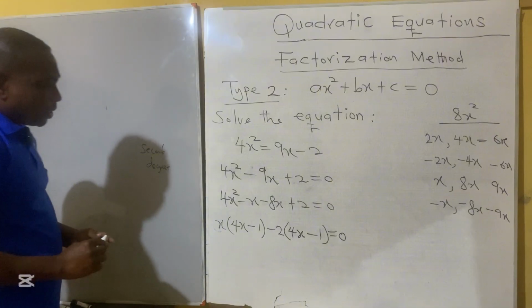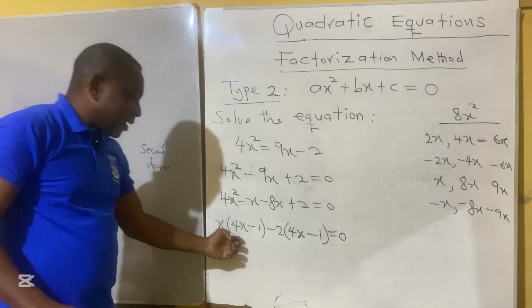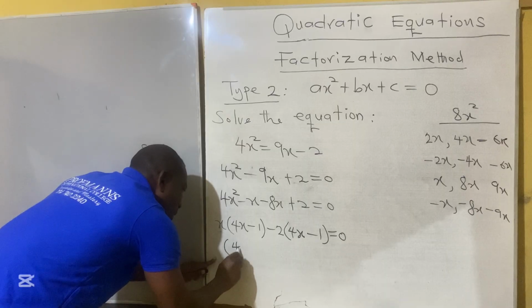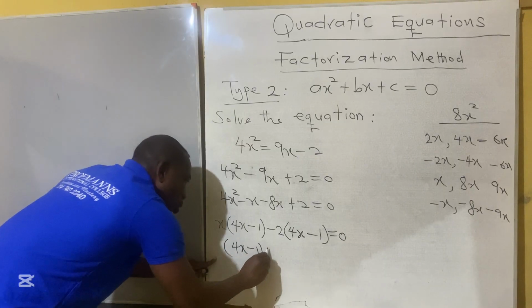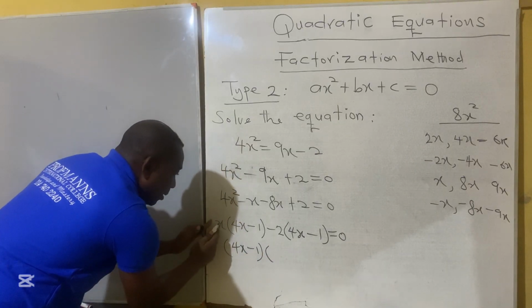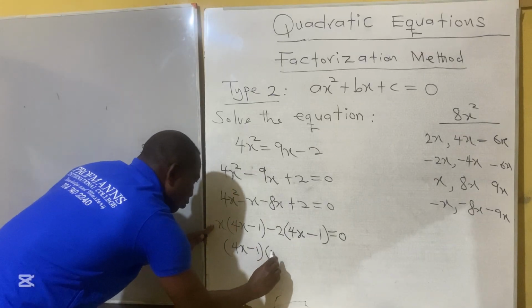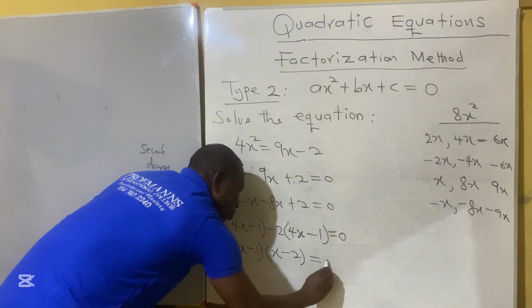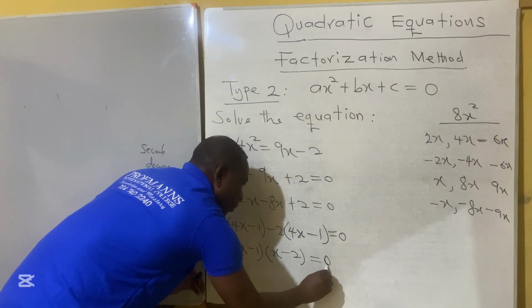So what do we notice here? We see that the terms in the brackets are the same. So we maintain one of those terms, 4x minus 1. Open another bracket to multiply. The terms outside the bracket, we introduce them here. x minus 2 is equal to 0.